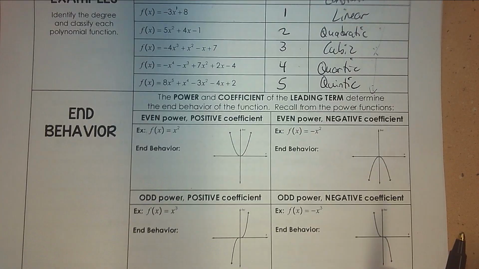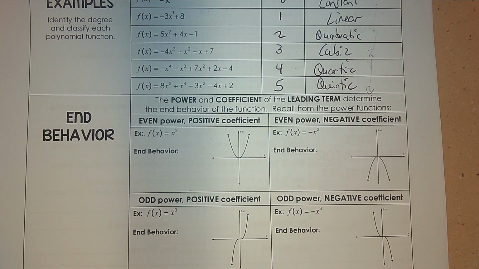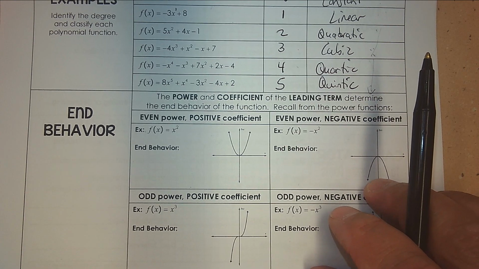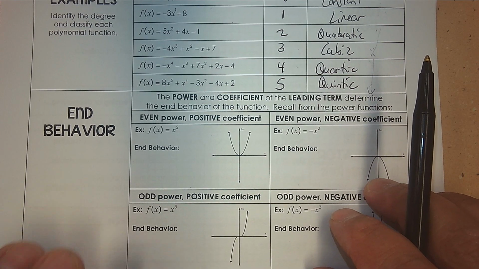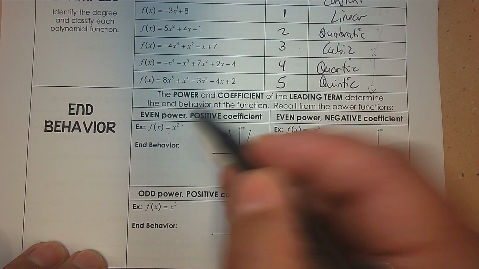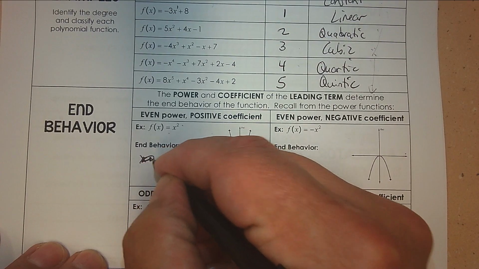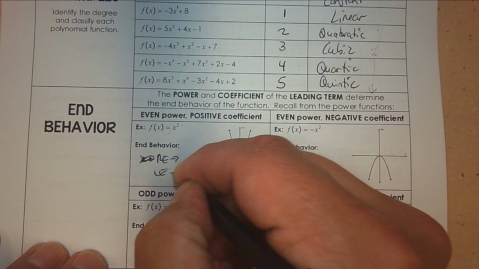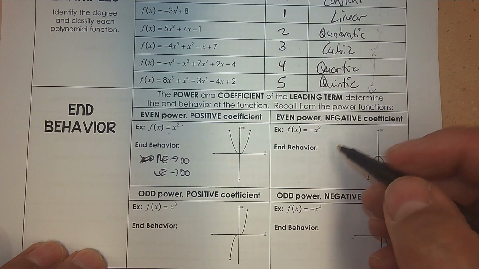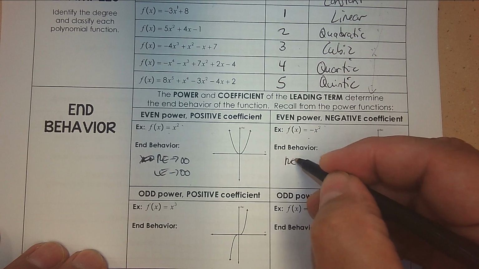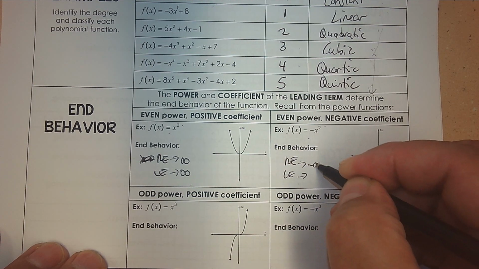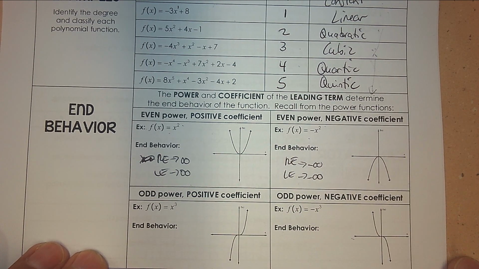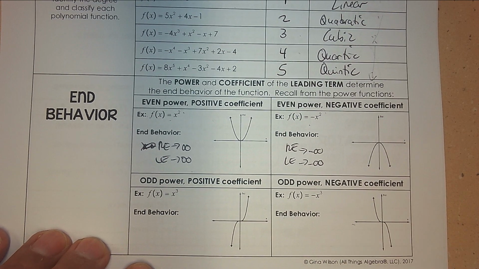So the power and coefficient of the leading term determine the end behavior of the function. So we already worked on power functions. If I said, what's the end behavior here? And we actually filled this one out. Did we do this one just like a moment ago, right? So we already did this one. So when it's positive with an even exponent, you know the right end and left end are approaching infinity. When you have a negative with an even exponent, it means that both ends are going to negative infinity. So it's important to know that an even exponent means both ends are going in the same direction.